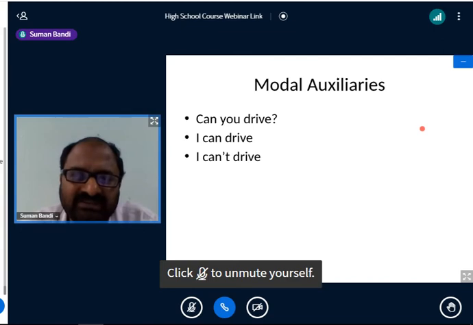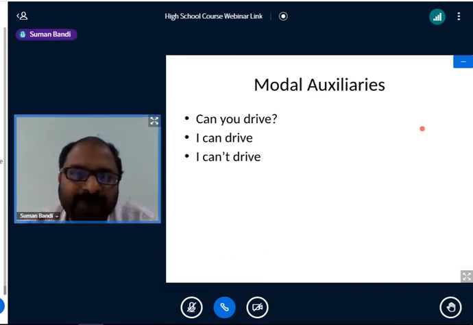So in this process, have I anywhere used the word modal auxiliary? Have I used the word modal auxiliary? No, sir.